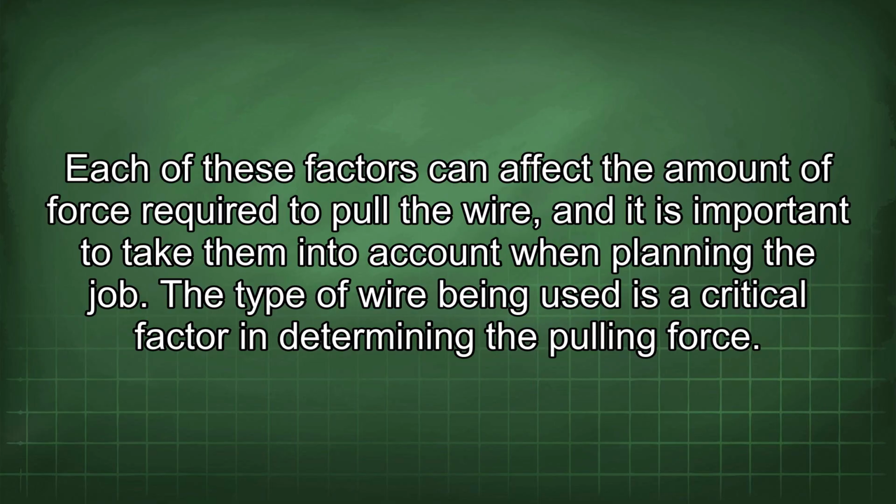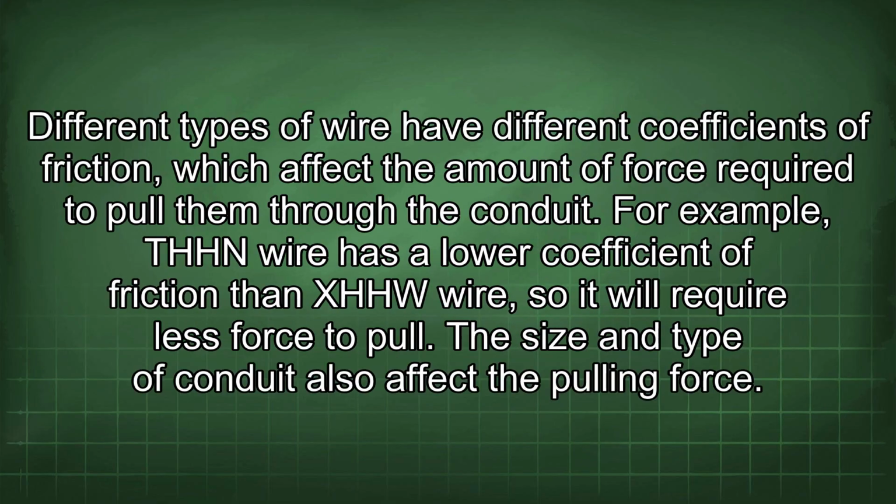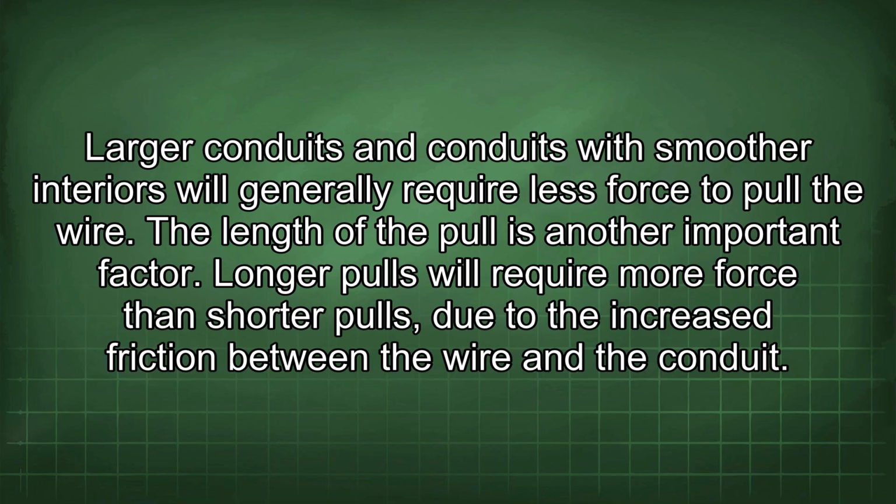The type of wire being used is a critical factor in determining the pulling force. Different types of wire have different coefficients of friction, which affect the amount of force required to pull them through the conduit. For example, THHN wire has a lower coefficient of friction than XHHW wire, so it will require less force to pull. The size and type of conduit also affect the pulling force. Larger conduits and conduits with smoother interiors will generally require less force to pull the wire.